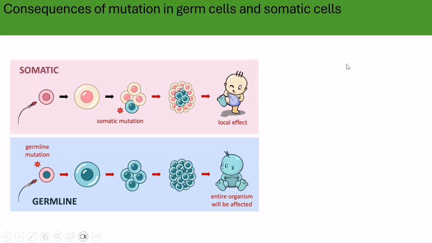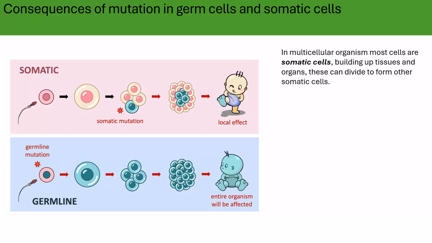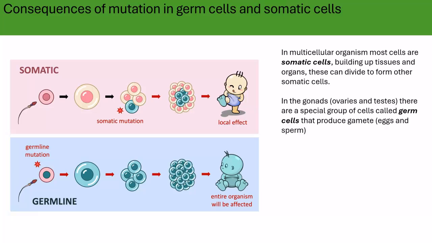Okay, so this is where we left off our previous class, talking about the consequences of mutations in either germ cells or somatic cells. So multicellular organisms like us, most of our cells are what we call somatic cells. They build up our tissues and organs, and these cells can then divide to form other types of somatic cells. These are the ones you find all over your body.